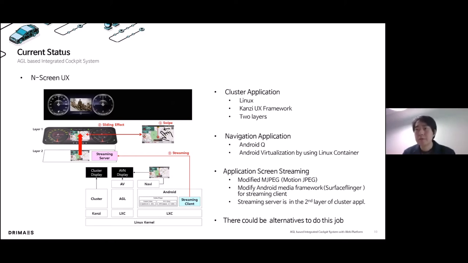From our experience, motion JPEG is more suitable as a streaming protocol than H.264. But we think there could be alternatives to do this job, and we have a plan to research more to better perform on this screen use case.